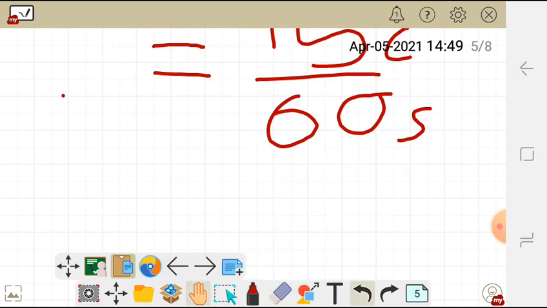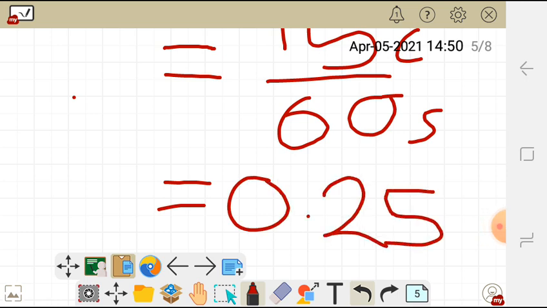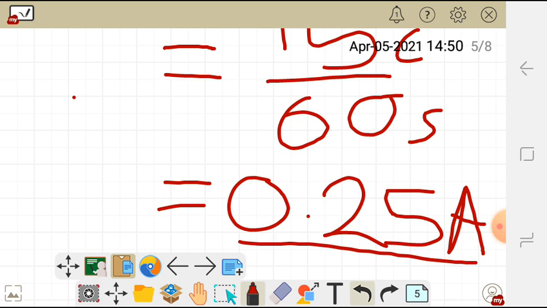We are going to have 15 divided by 60. 15 divided by 60 is 0.25 A, which is amperes. So the answer here is 0.25 ampere. That's how to calculate current when you have been given a question of any kind. Just write down that formula and do the calculation, replace the numbers, and then you can find the solution to that question.